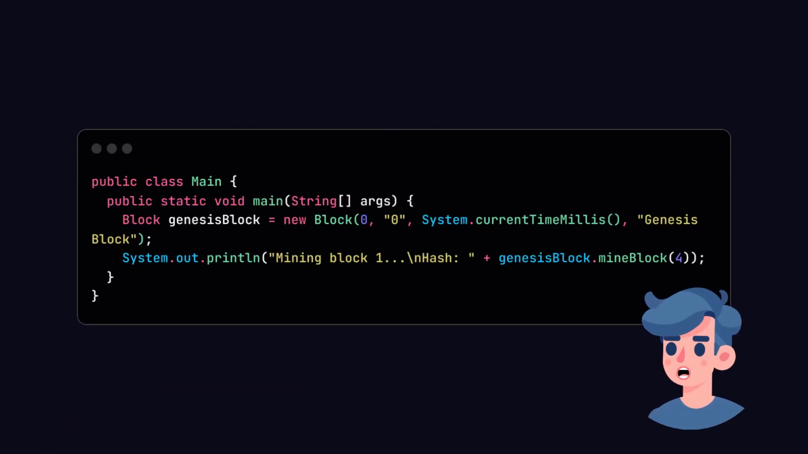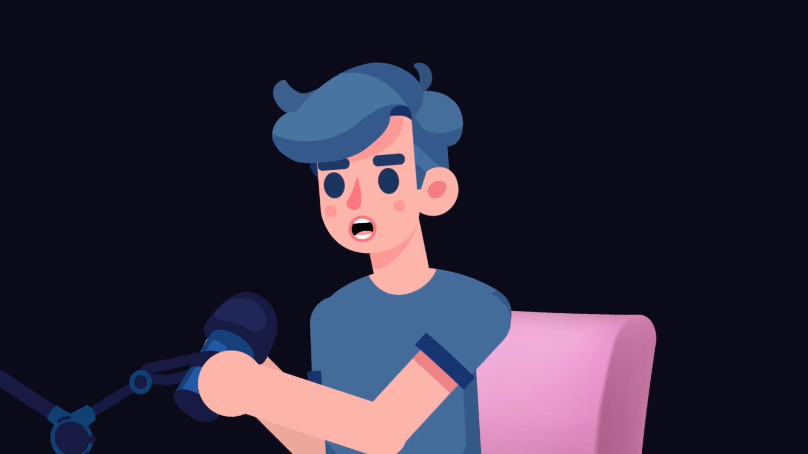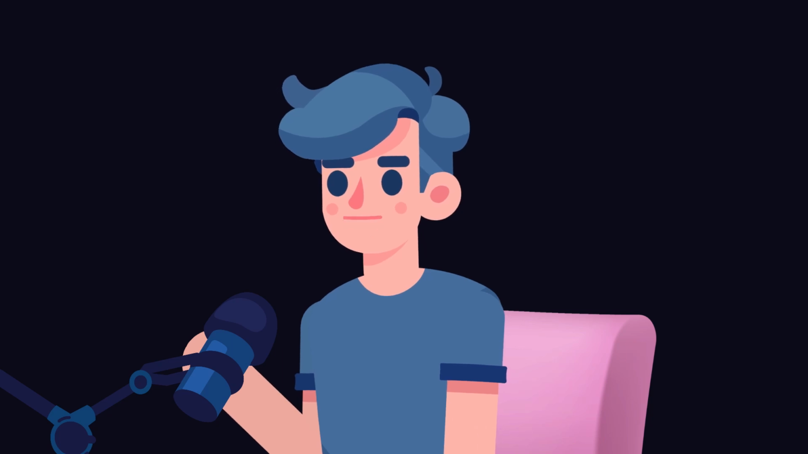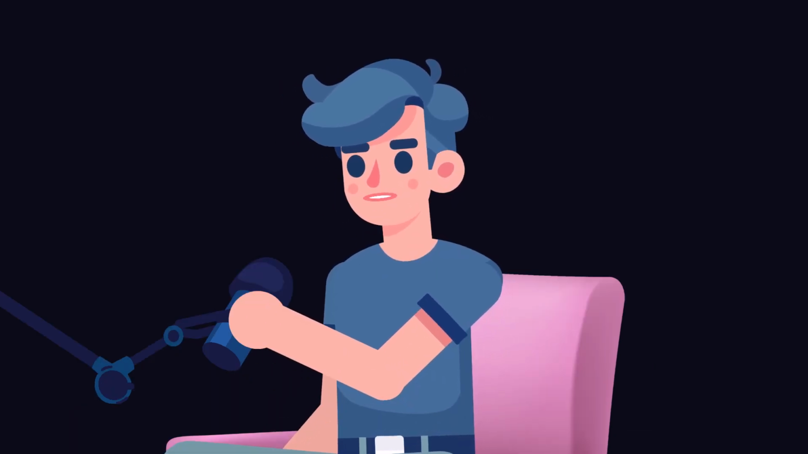Now let's test our mining algorithm. We will create a main class with a simple test to initiate the mining of a block. When you run this code, it should output the hash of our first mined block, and you should see how the nonce is changing until a valid hash is found. This is the basis for proof of work mining.